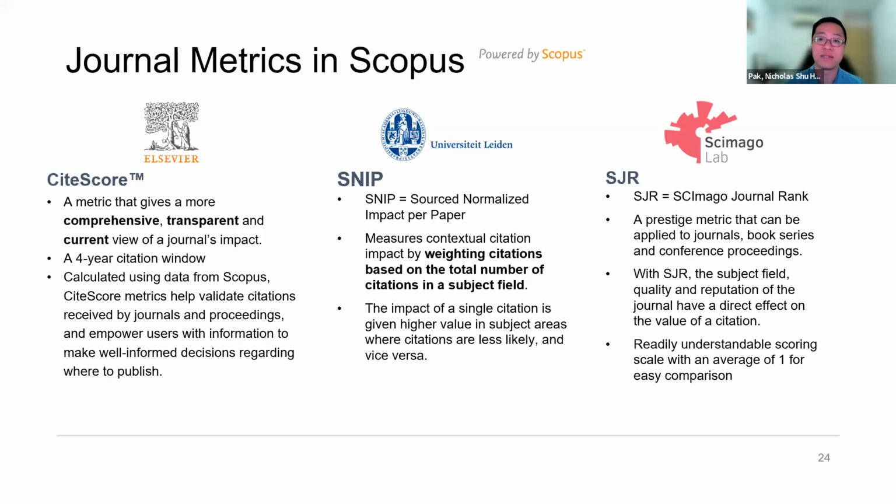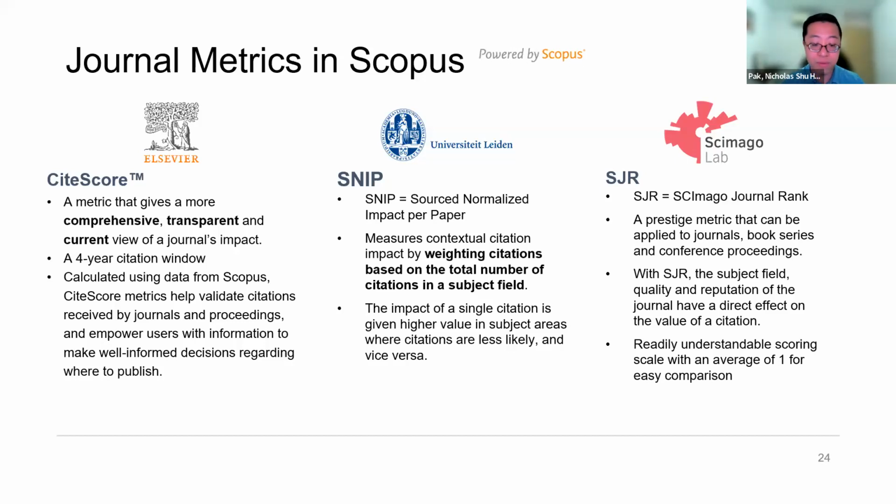And the third one will be Scimago journal ranking, which I think many of you in Malaysia will be very familiar with as well. But we'll go through CiteScore first, because I first started talking about CiteScore, and this was developed back in 2017 and 2018. This was a metric that was much more comprehensive, transparent, and current view of a journal's impact. And it uses a 4-year citation window, which we calculate using data from Scopus.